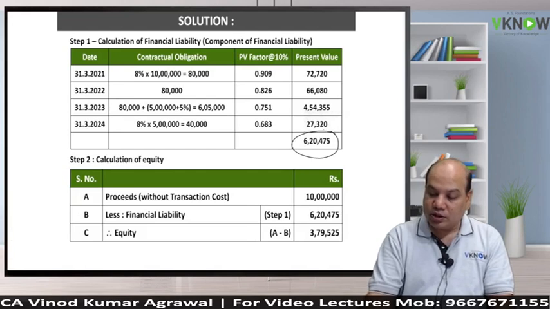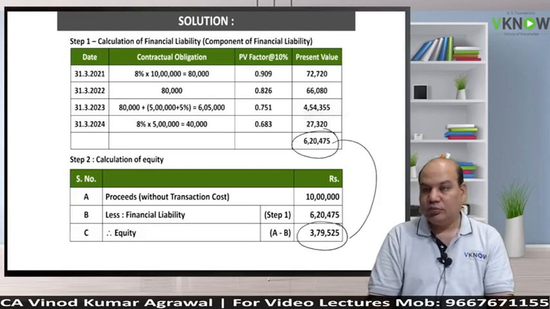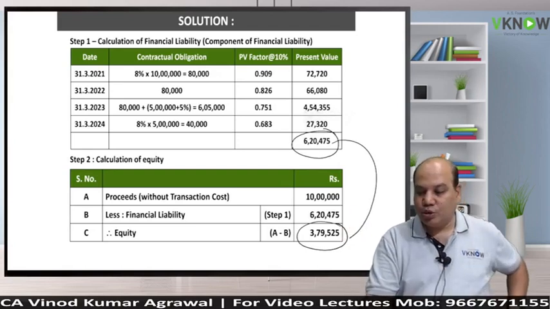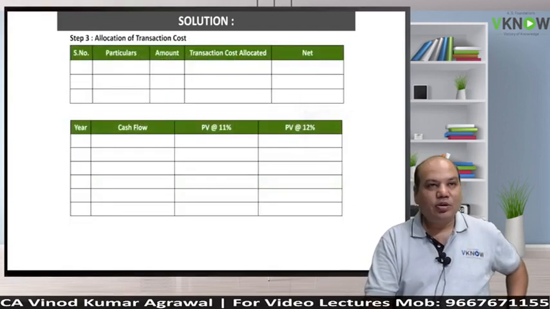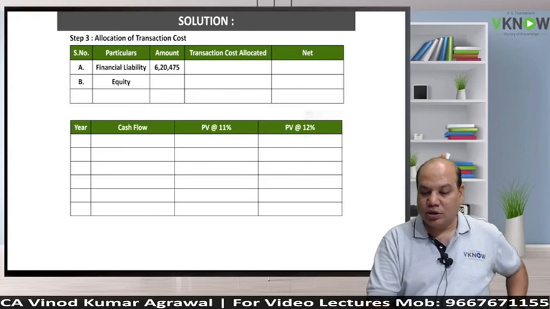But there is a transaction cost. So in this ratio, I am going to allocate that 30,000 rupees. So both liability and equity should take the weight of this transaction cost. So next working note will be allocation of transaction cost. What you will do, you can prepare a table like this for understanding. In this ratio, allocate the transaction cost.